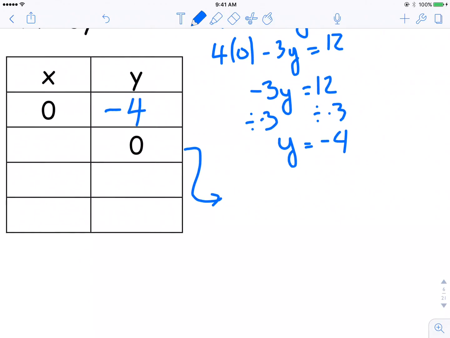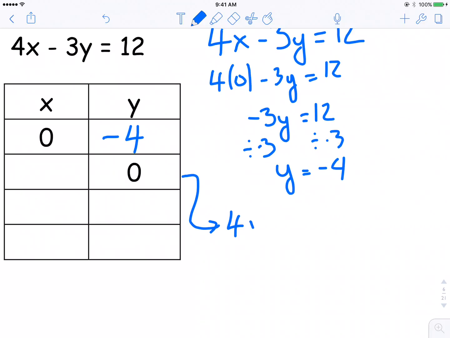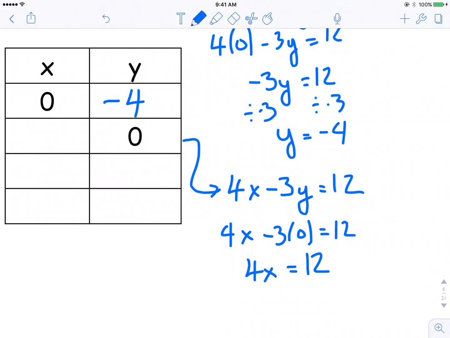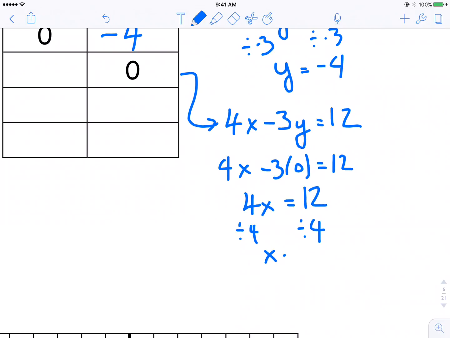So now I'm going to find the other intercept, this one here. Start with my equation, 4x minus 3y is equal to 12. This time y is 0, so it's 4x minus 3 times 0 is equal to 12. Well, 3 times 0 is 0, so this is 4x is equal to 12. Divide by 4, divide by 4. X is equal to 3.